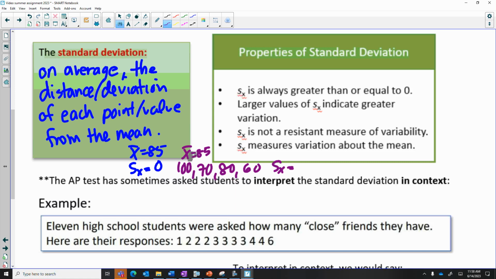One test is 20 points above the mean, one is 20 points below the mean. And basically, what is the average of all those deviations from the mean? That is the standard deviation, the average deviation from the mean. Okay? It is not resistant because the more variable or the more spread out the data set is, the more all over the place, the bigger the standard deviation.